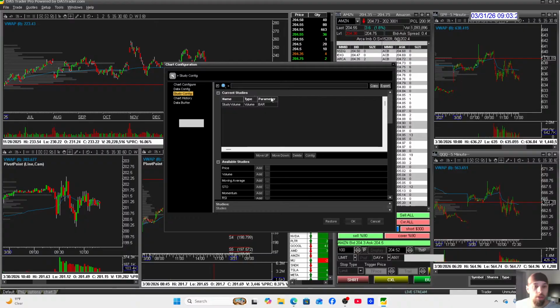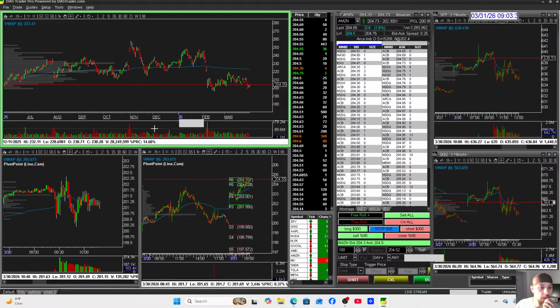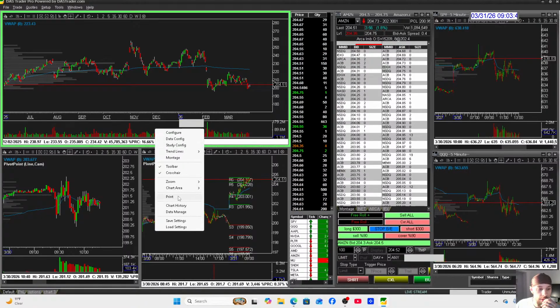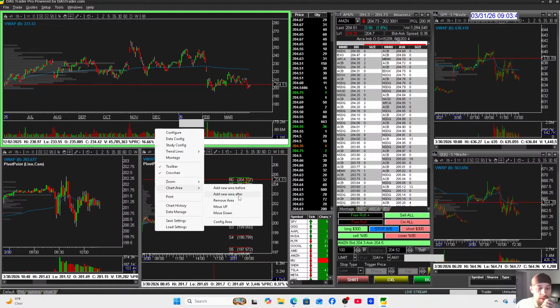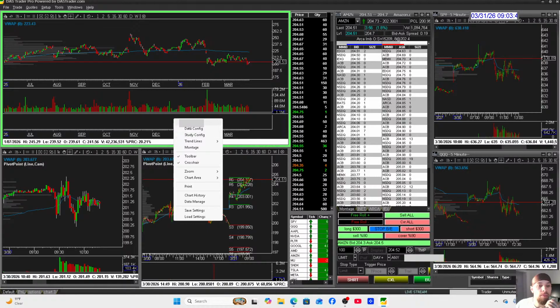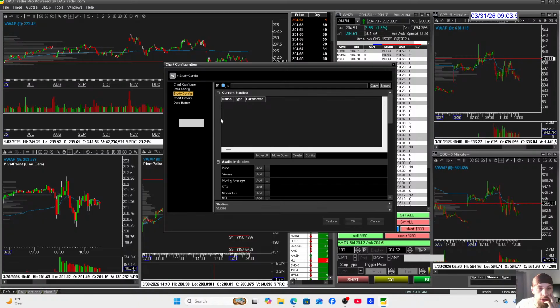So before I start marking up charts, I'm going to add one indicator to just one of my charts here, and that's called the RSI, Relative Strength Index. And let me get that up here first before we get going. Study config.